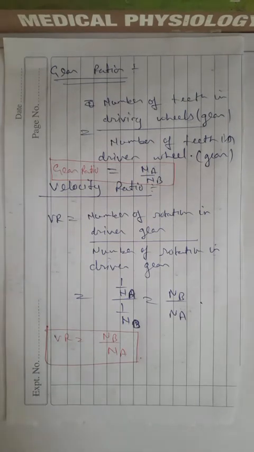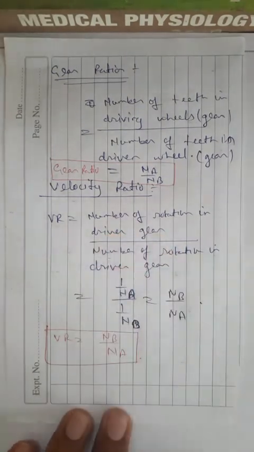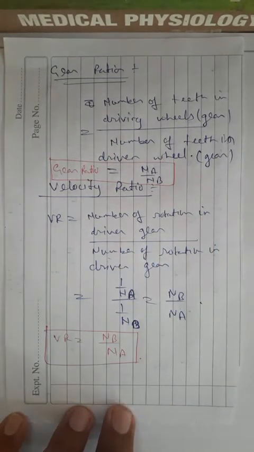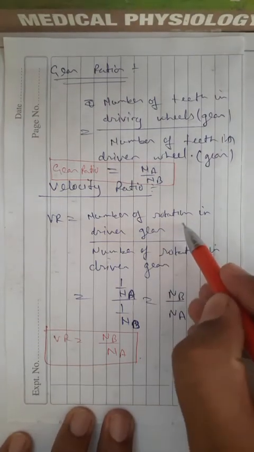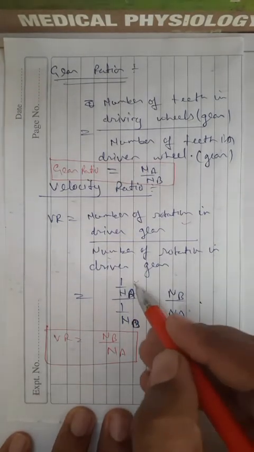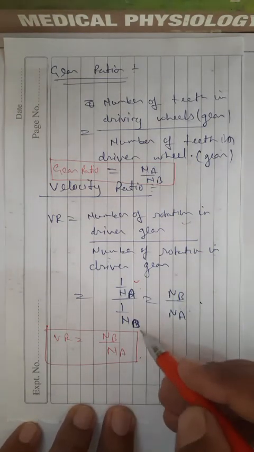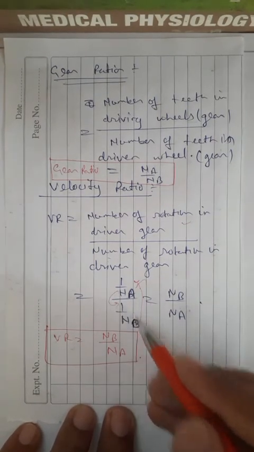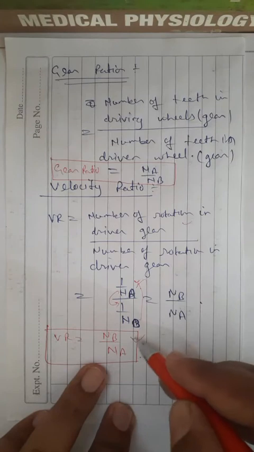Now let's discuss velocity ratio. Velocity ratio is the number of rotations in the driver gear to the number of rotations in the driven gear. Since number of rotations and number of teeth have an inverse relationship, the number of rotations in the driver gear will be 1 upon NA, that means the reverse of the number of teeth in the driver gear. Similarly we can write 1 upon NB. Now NB will be multiplied to this one and NA will be multiplied to this one. The final result will be NB upon NA. So velocity ratio is equal to NB upon NA.